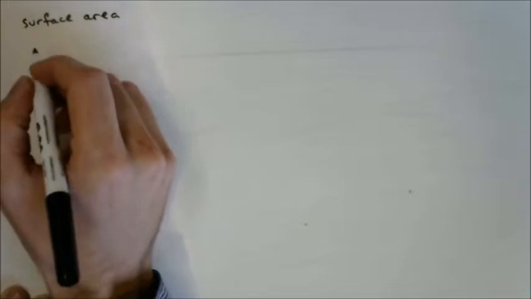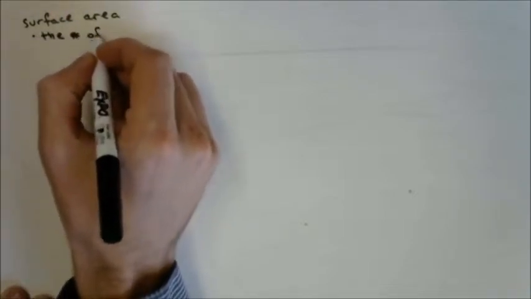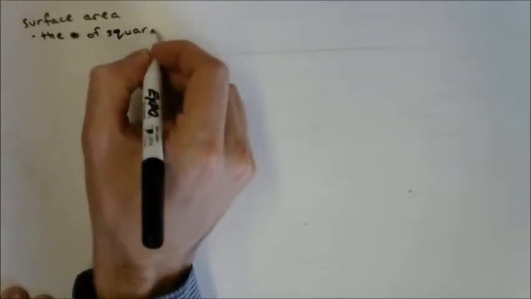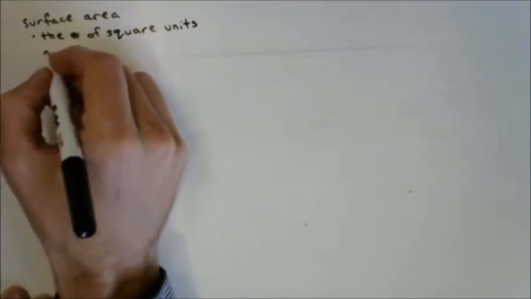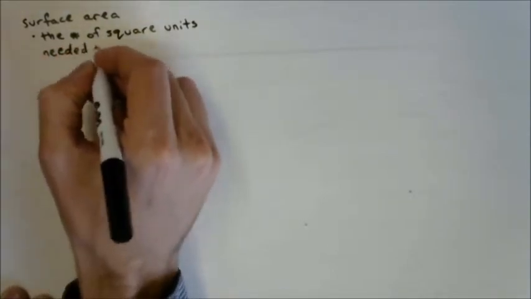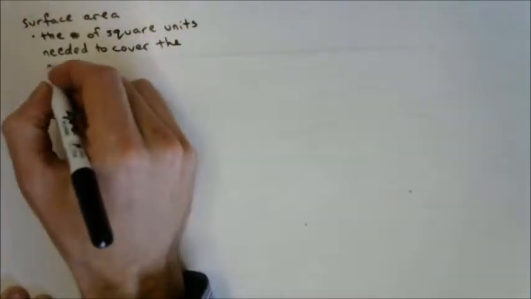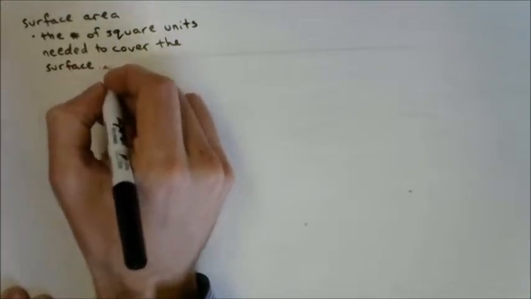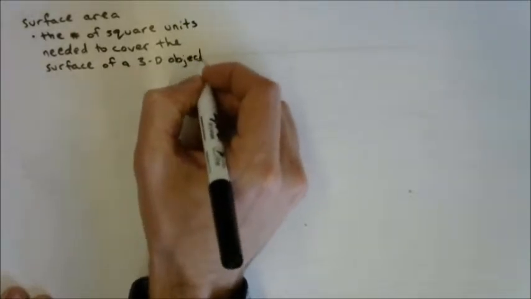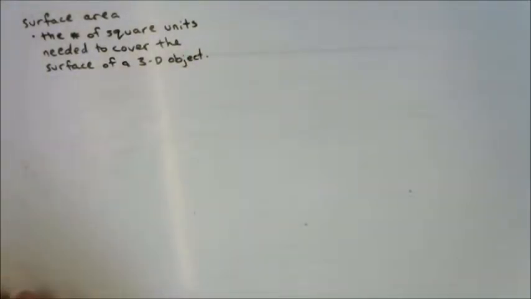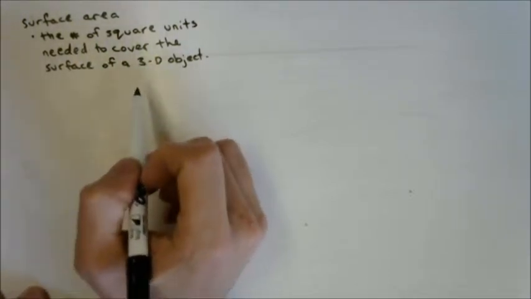Surface area. This is the number of square units needed to cover the surface of a 3D object. Okay? Surface area is the number of square units needed to cover the surface of a 3D object.